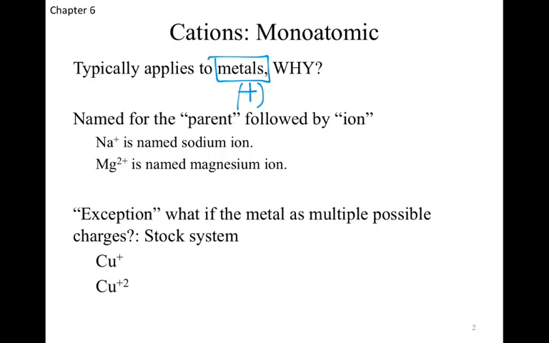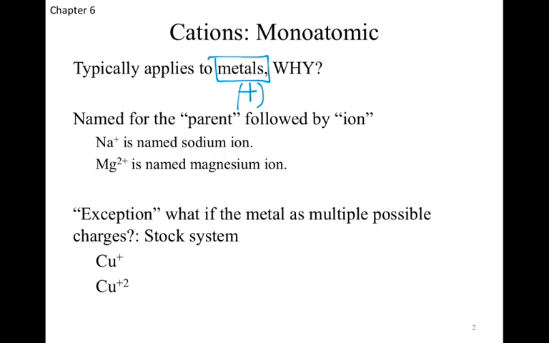Why would your metals be cations? It's easier for them to lose electrons to look like your noble gas than it is for them to gain electrons, and that's where they fall in the periodic table. Okay, so just kind of remember that vaguely.